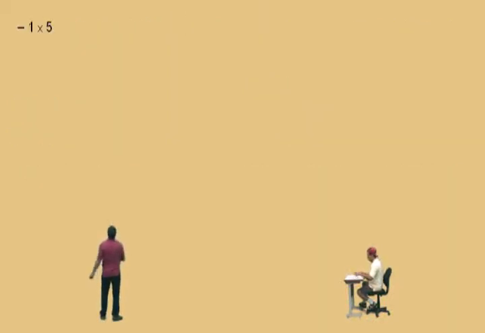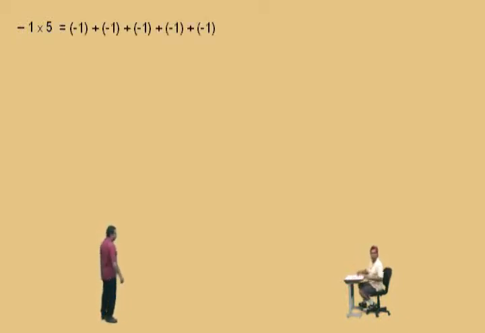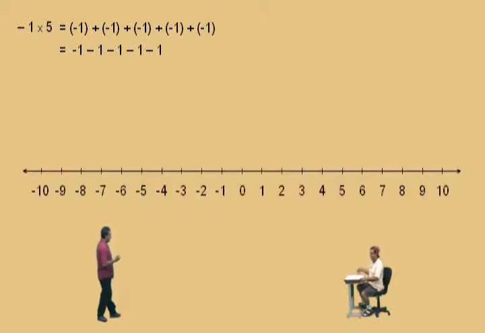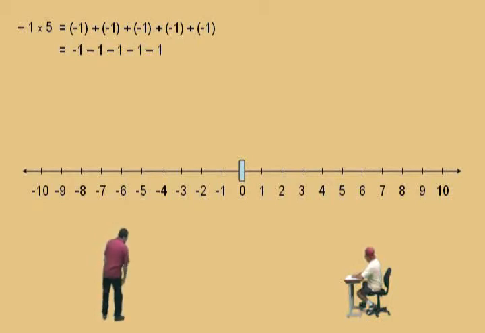Let's do negative 1 times 5. Negative 1 times 5, Charlie, means what? Negative 1 plus negative 1 plus negative 1 plus negative 1 plus negative 1. Okay, that's right. Remember, it's the same as this. Negative 1, subtract 1, subtract 1, subtract 1, subtract 1, however you want to look at it. Okay, what's our result, though, Charlie? Negative 5. That's right, because negative 1 plus a negative 1 plus a negative 1 plus a negative 1 plus a negative 1 is negative 5.